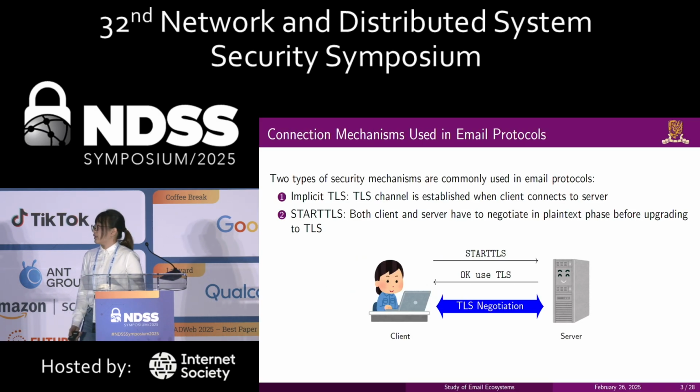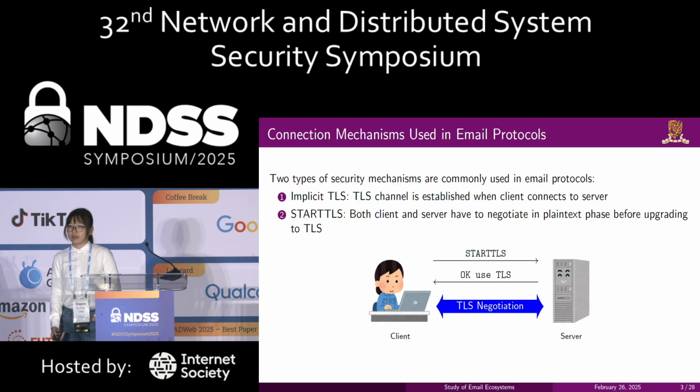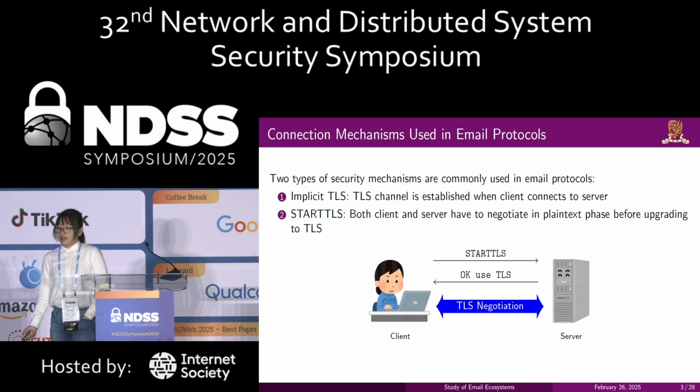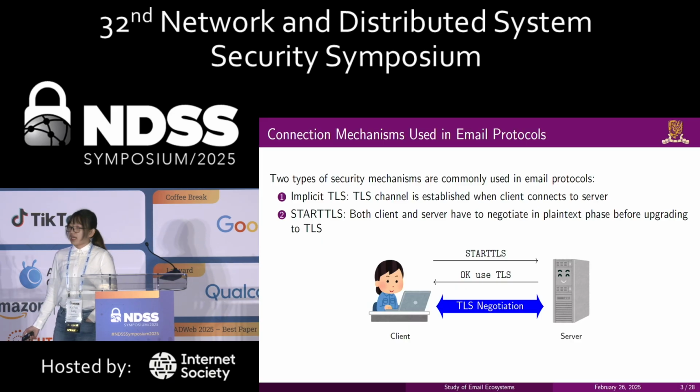There are two main types of security mechanisms used in email protocols. The first type is implicit TLS, which starts using TLS at the beginning when the client connects to the server. While for STARTTLS, they need to go through a plaintext phase to upgrade to a TLS connection. But this plaintext phase does not provide any security guarantees, and most attackers aim at downgrading the connection to the plaintext phase and grabbing the user's credentials.